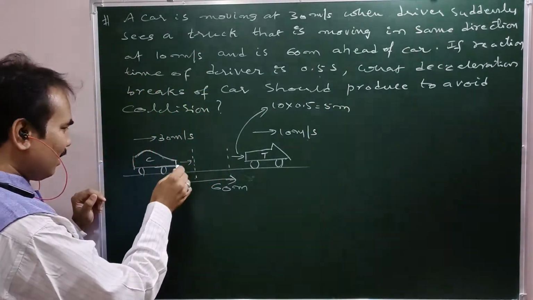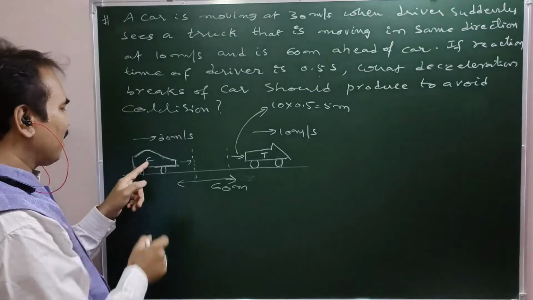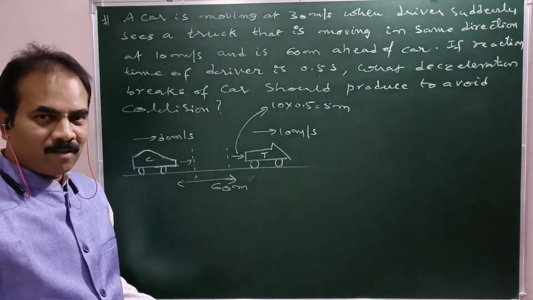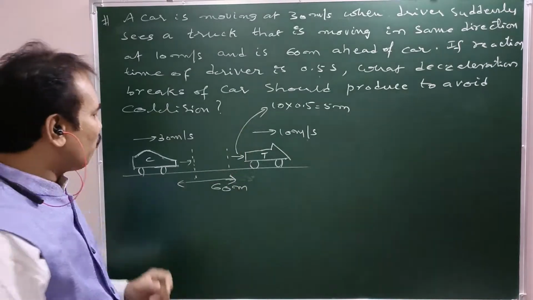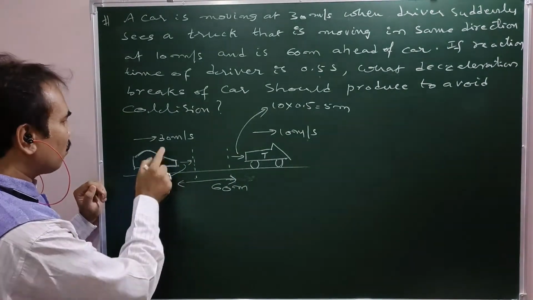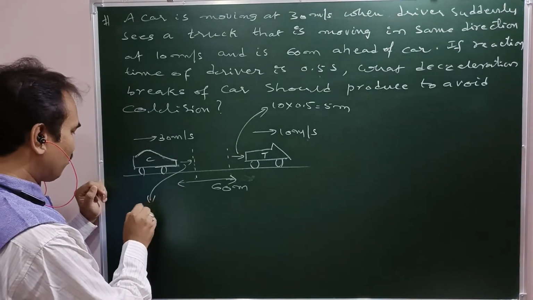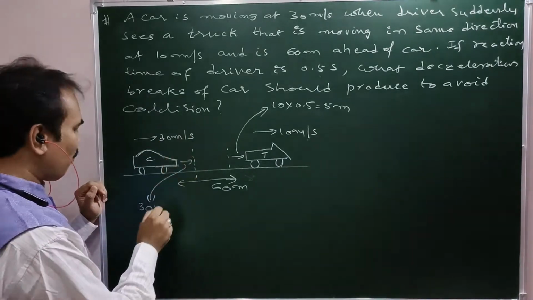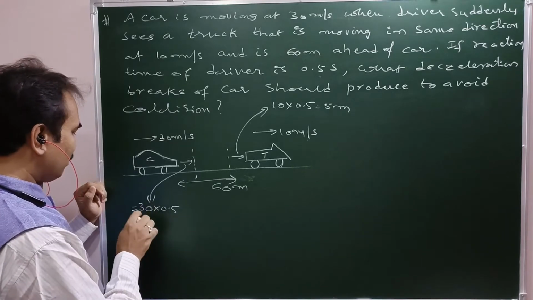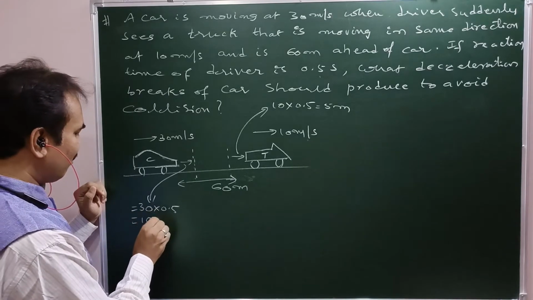But here, what is the distance covered by the car within that 0.5 seconds just before application of braking force? That is what x equal to speed into time means. So speed equal to 30 into time, 0.5 seconds. 30 into 0.5, that is 15 meters.